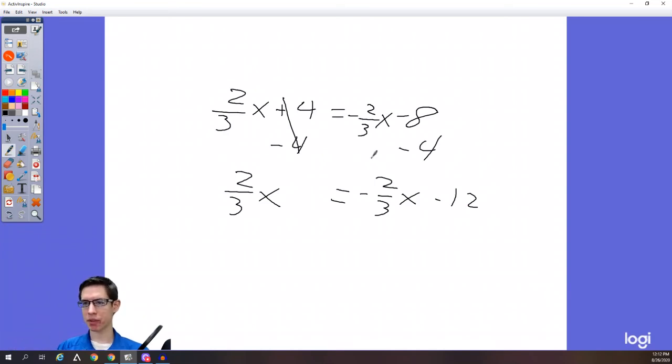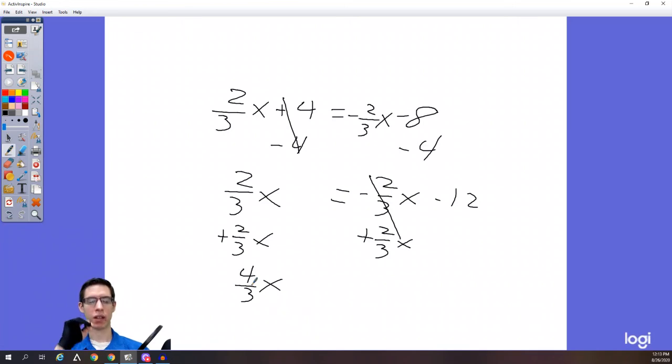Now let's move the variables together. We need to do something super similar. We're going to add 2/3 x, and we're going to add 2/3 x. Cancel that out. And 2/3 plus 2/3 is 4/3, not 4/6, right? Remember that when we're adding fractions, we add the top number, keep that bottom number the same. Make sure that you've got that down. And that's going to be equal to negative 12.